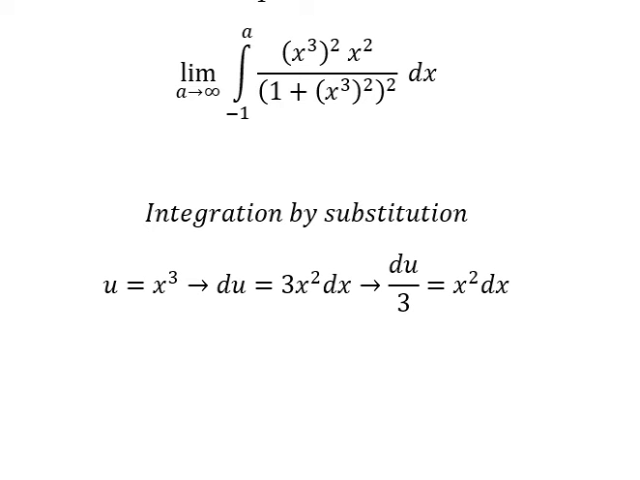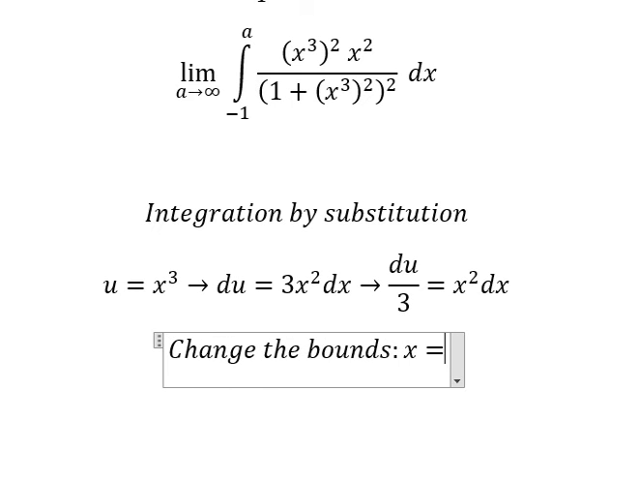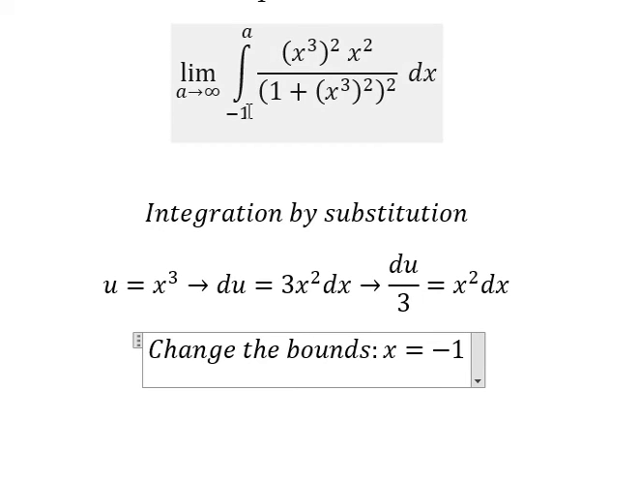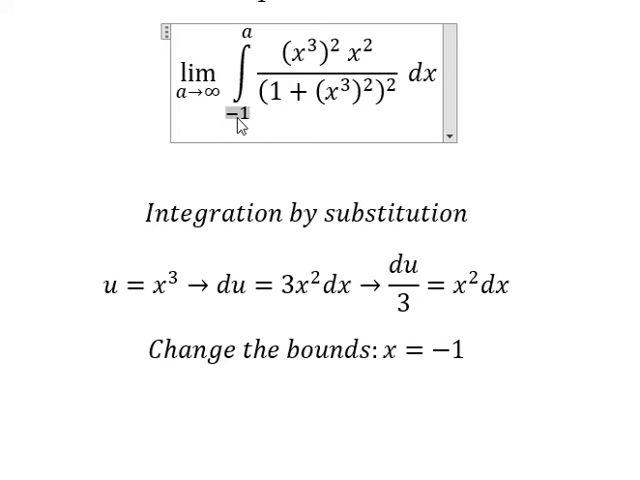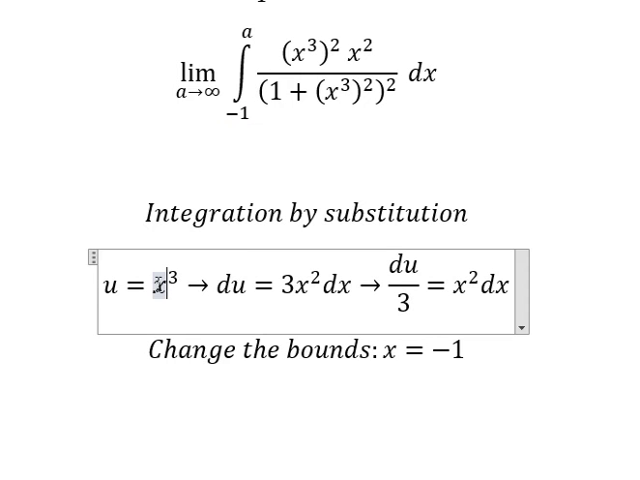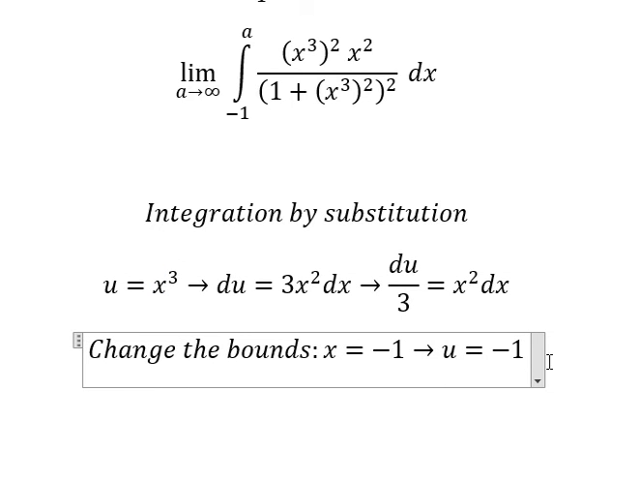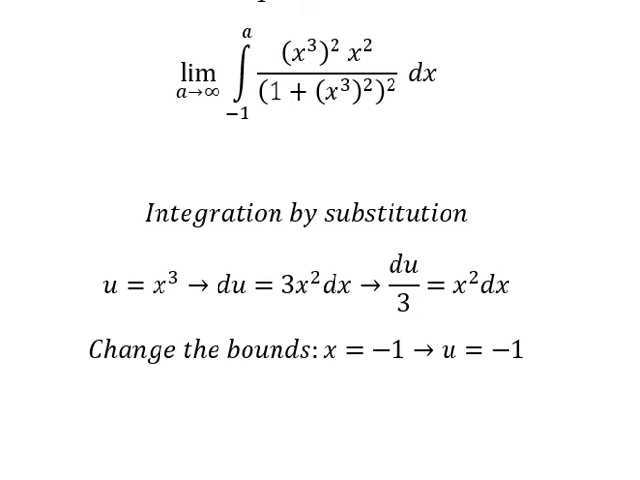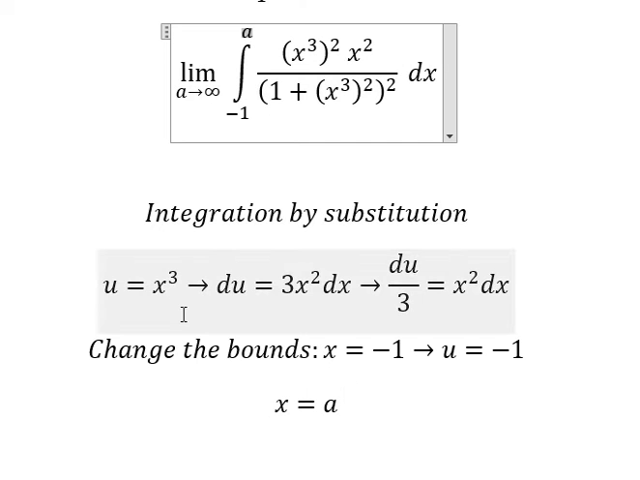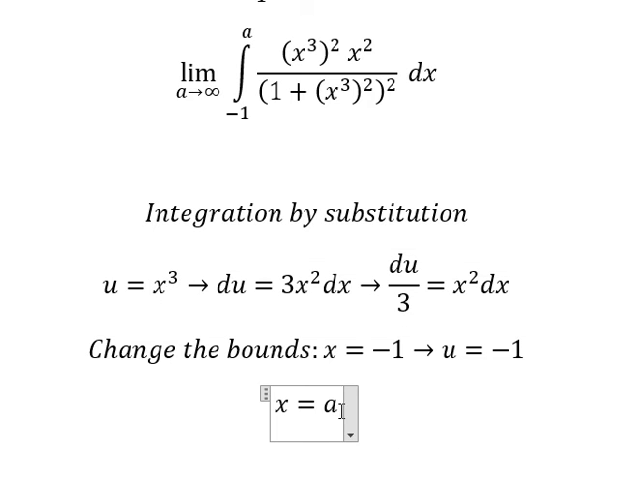Next, we need to change the bounds. When s equals negative 1, that is from here. So I will put negative 1 here, and we can find the value of u. So u equals negative 1. When s equals 8, we put the value of 8 here, and we can find the value of u equals 8 to the power of 3.